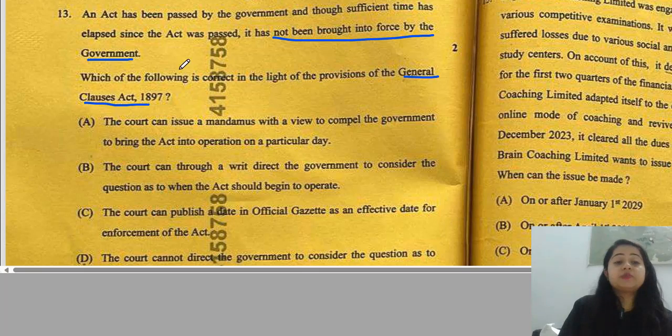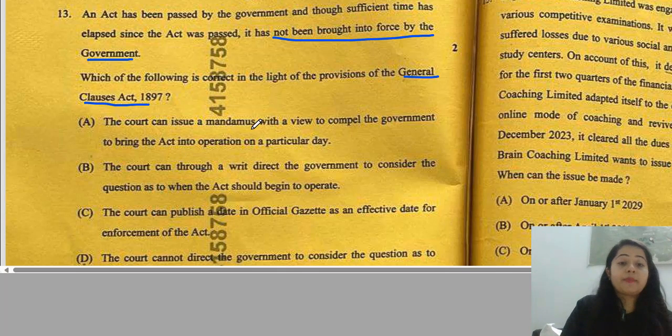Alright. So, with respect to that, we have a case. This case is A.K. Roy versus Union of India. In this case, it was the exact same situation, and it was decided that in such a case, the court can issue a mandamus with a view to compel the government to bring the act into action. So the court can definitely issue a mandamus to the government and ask it to bring the act into action. Accordingly, we will have to select the correct answer.